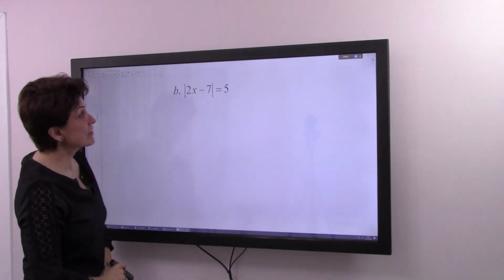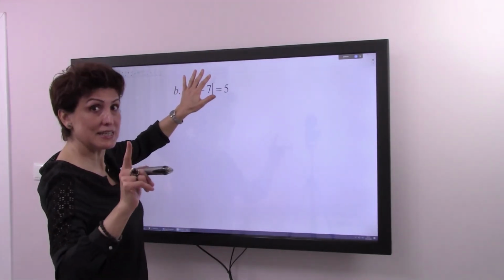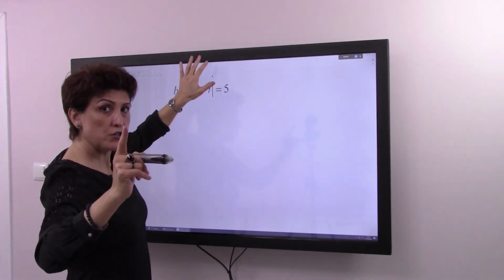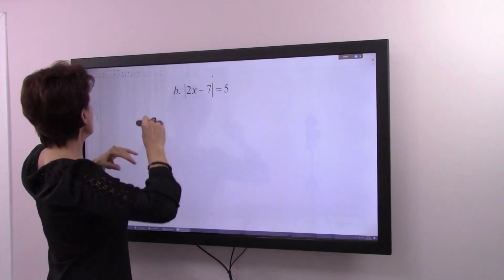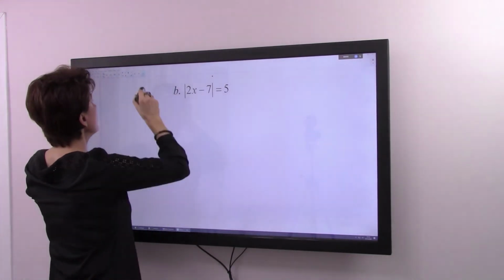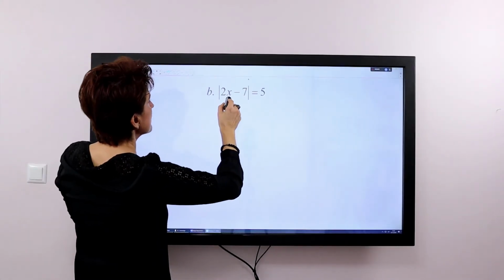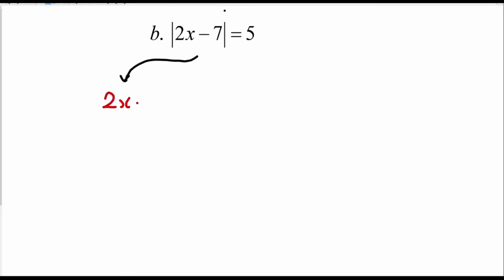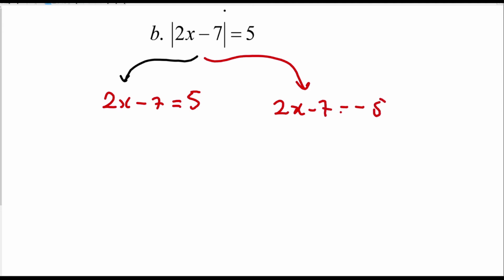Have a look at another question. Forget about the inside. Which number has distance 5 to the origin? What could it be? We have 2 options again. What could it be, students? 2x - 7 could be 5, or if you write inside, 5 equals 5, or -5, right? Then it becomes easy.